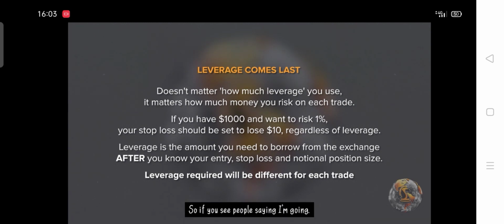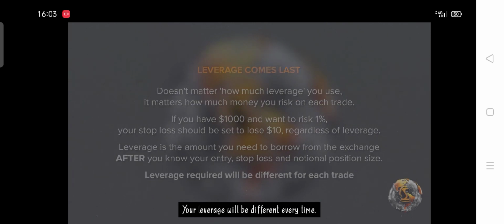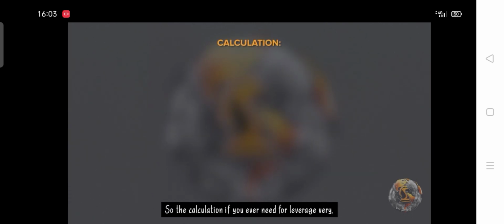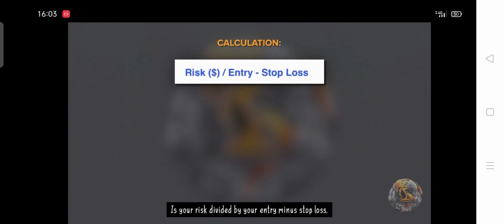So if you see people saying, I'm going 50x long or 10x long or 5x long, it doesn't make any sense. That's stupid. Every trade is different. Based on your entry, your stop loss, and your available balance, your leverage will be different every time. So the calculation, if you ever need it for leverage, very, very simple, is your risk divided by your entry minus stop loss.